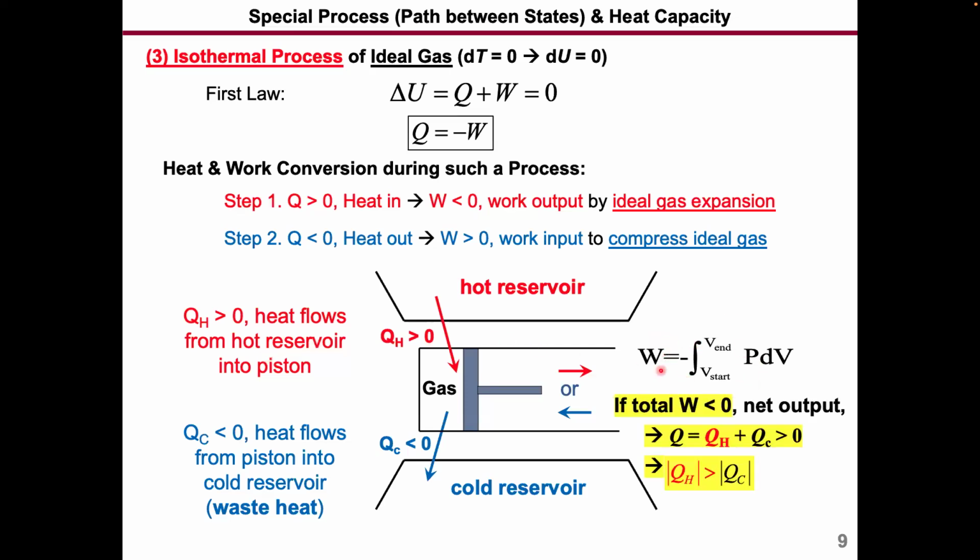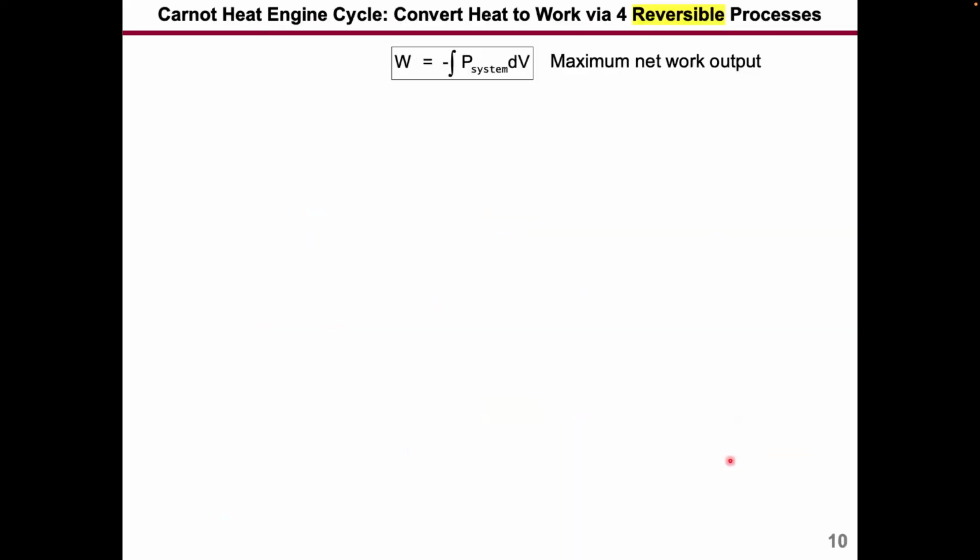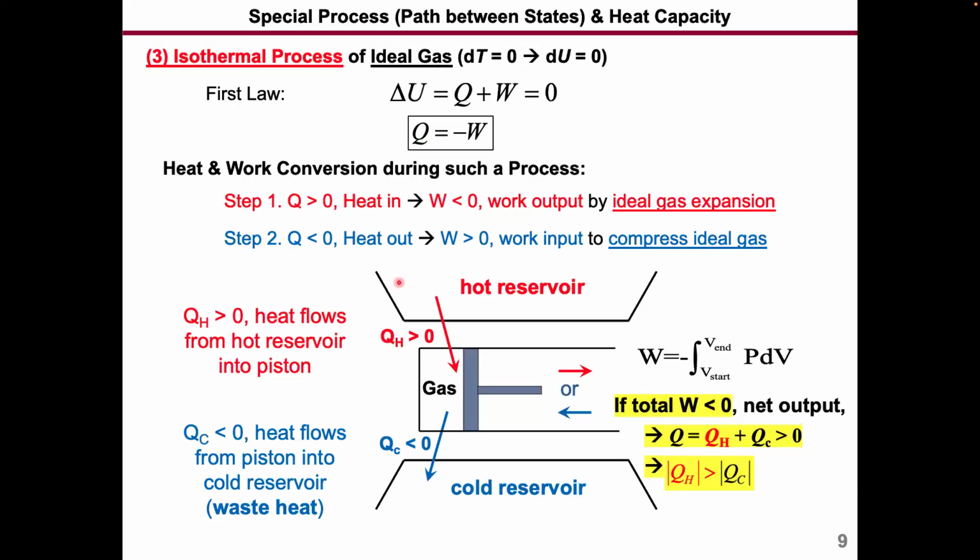Okay. All right. Now, the total W is basically the W you do here and the W you do here, combined. If your total W is negative, then you have a net output. And in that case, if you come back to the overall first law, if W is negative, then your Q is positive. So total Q, which is QH plus QC, is positive. That means your QH has to be greater than QC, since QC is negative. Okay. We will come back to this a little bit better when we talk about the Carnot cycle.